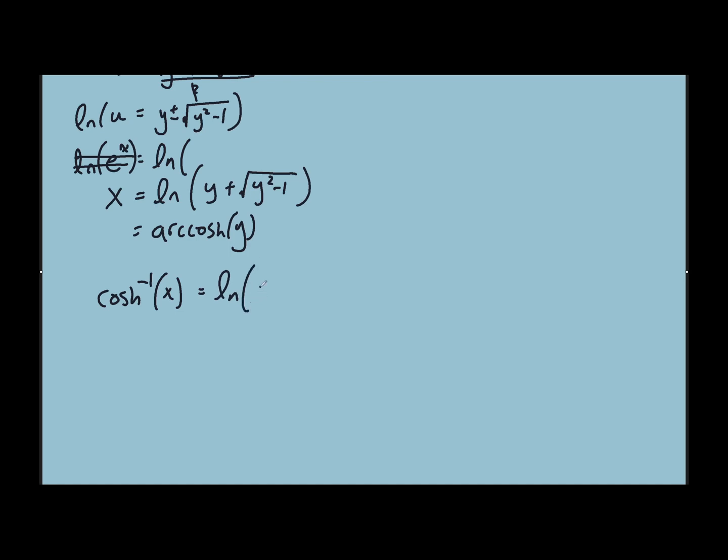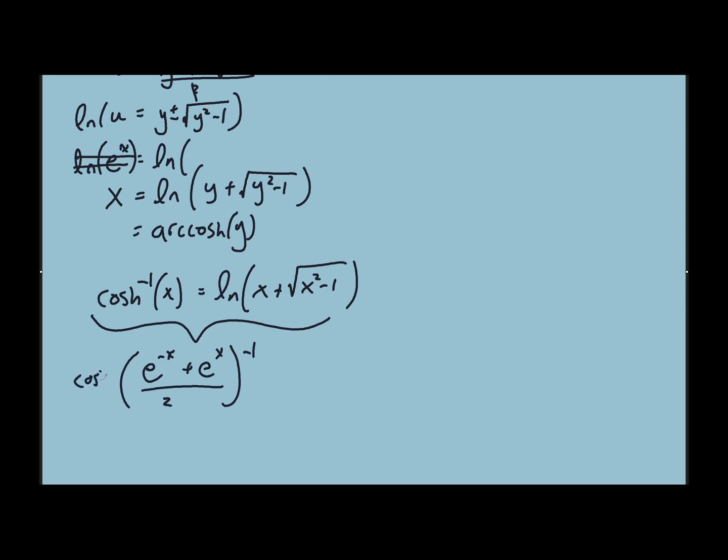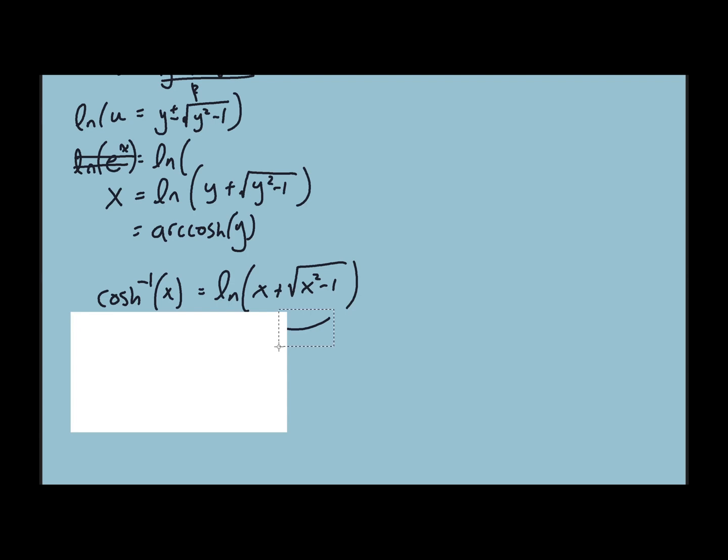Equals the natural log of x plus the square root of x squared minus 1. So we use x as the algebraic term for input. But that is the inverse of our classic hyperbolic cosine. I misused my notation there because I'm moving fast, but I'm just trying to make a point. This is our arc hyperbolic cosine.